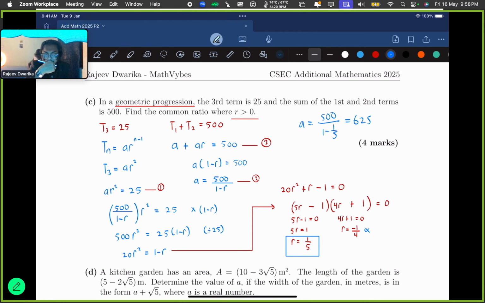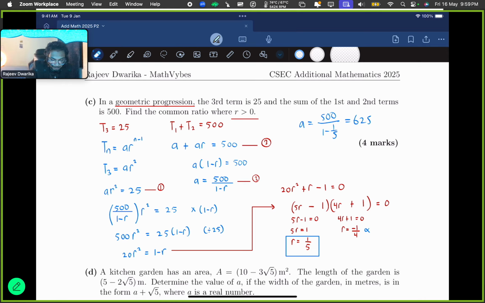Let me check something. I carry 1/5. Let me try to find out, because it can't be 1/5. The reason I'm saying that is because if the first term is 625, and the second term is 1/5, then 1/5 plus 625 is not adding up to 500. So something smells suspicious.